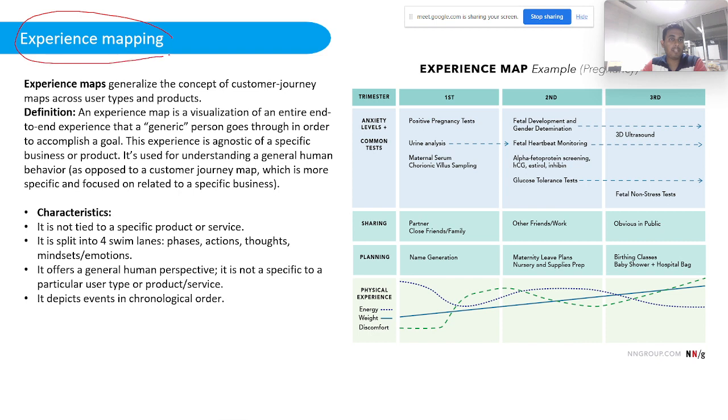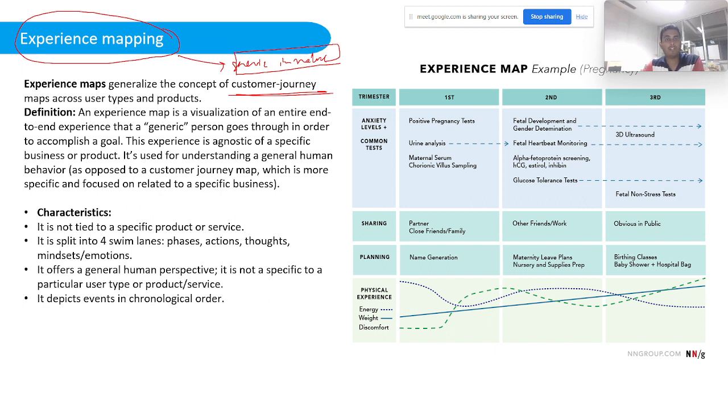The next is experience mapping. Experience mapping is similar to customer journey mapping, but this is not for one particular user. Experience mapping is more generic in nature. That means it is the common viewpoint about a particular topic area, a particular feature, a particular problem.